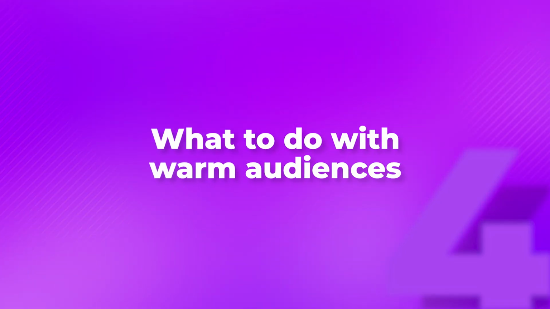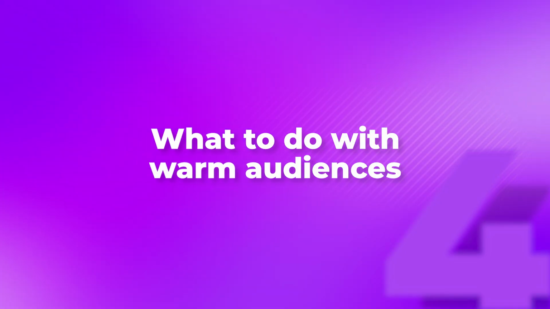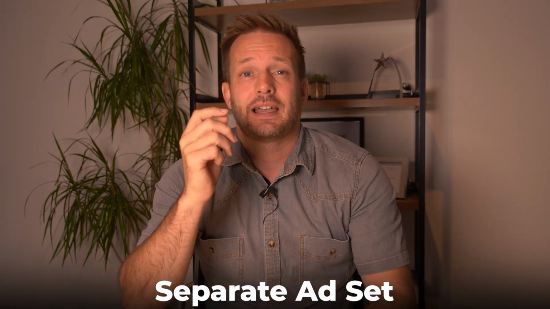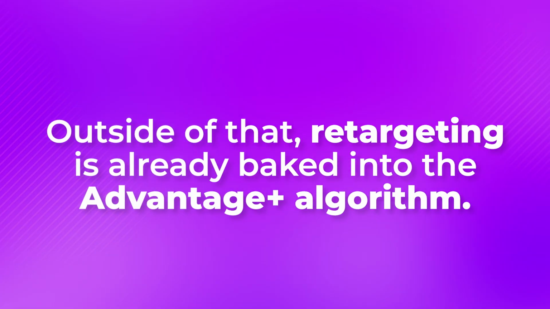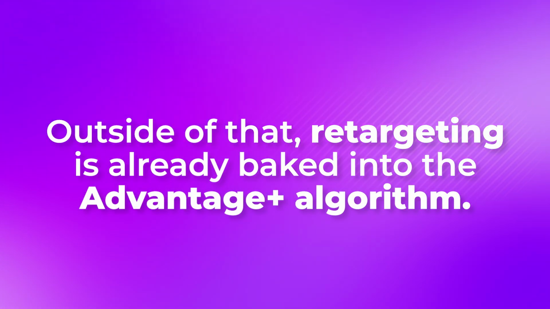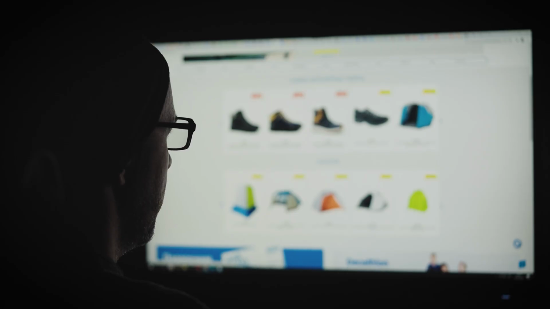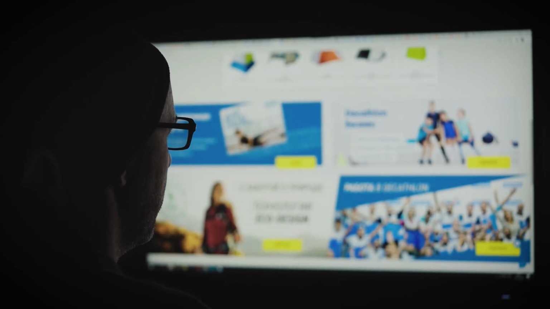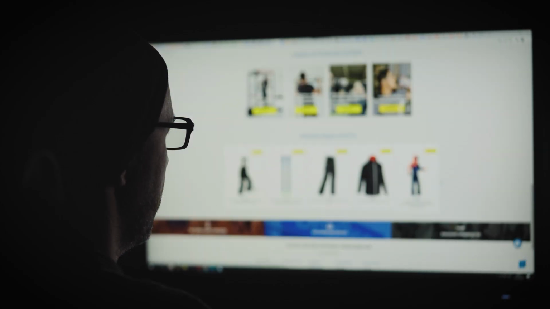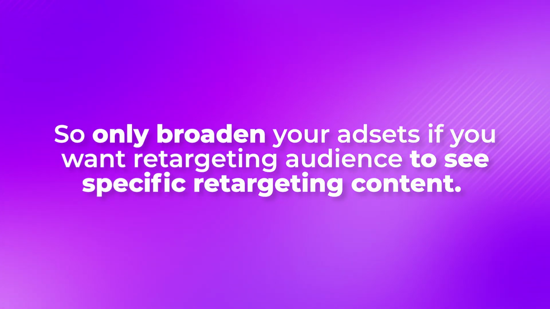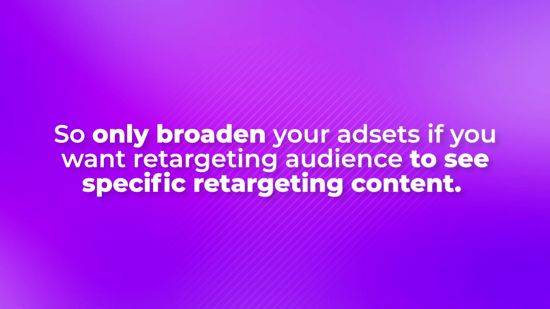So chapter 4 is what to do with warm audiences. As mentioned earlier, if you want specific content to reach your retargeting audience, then you'll need a separate ad set that is set up specifically just to target that remarketing audience, that warm audience. Outside of that, retargeting is already baked into the Advantage Plus algorithm. So if somebody goes to your website via Google Ads, you can almost guarantee the next time they visit a Meta platform, they will be seeing your ads. So only broaden your ad sets if you want the retargeting audience to see specific retargeting content.